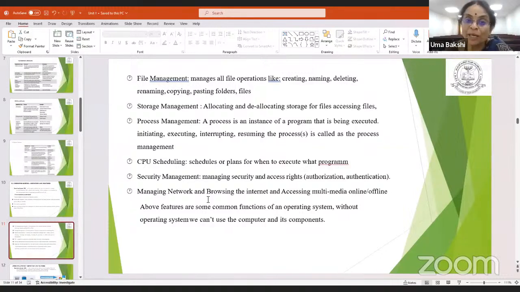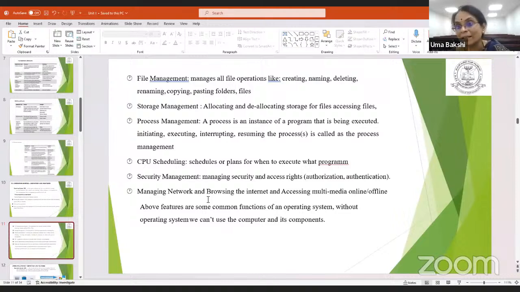Then CPU scheduling, schedules plans for when to execute the program. Now I wrote a program, but I don't want the program to run now. I want to run it after 2 hours. Then it should run accordingly after 2 hours only. Suppose I conducted a Zoom class. I will schedule the Zoom class, which will be next week, and then I'll fix it. Then next week only it will open, and then it will remind me that next week there is a class.